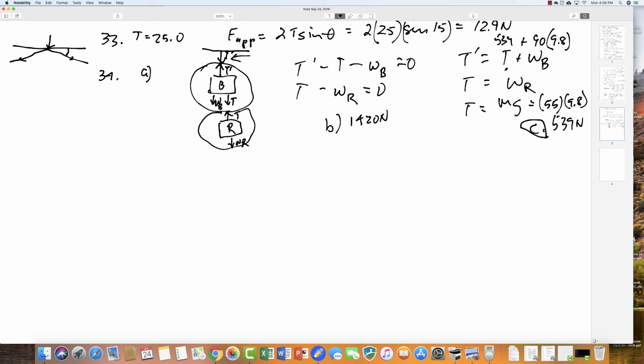If we plug that in here, T being equal to that, we can put 539 here, and the weight of the superhero is 90 times 9.8. We add those two together, and that gives us T prime, which is the answer to B, 1,420 newtons. Both of those to three significant figures.